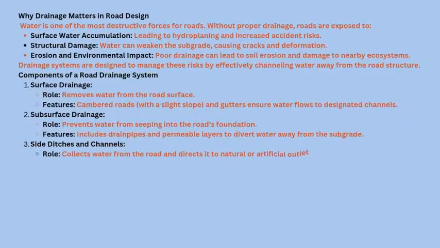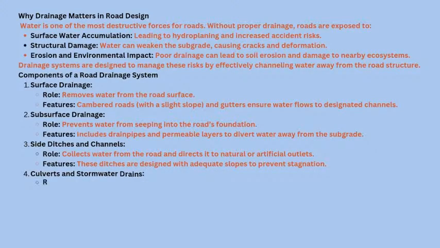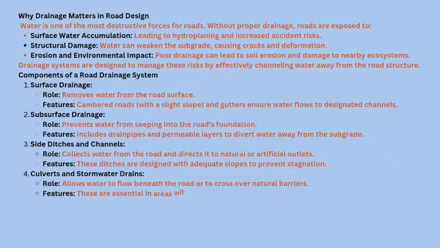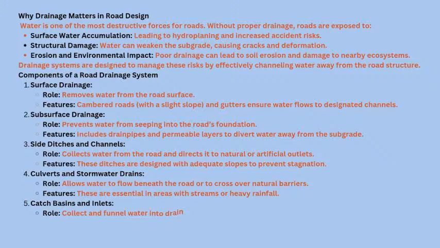3. Side ditches and channels. Role. Collects water from the road and directs it to natural or artificial outlets. Features. These ditches are designed with adequate slopes to prevent stagnation. 4. Culverts and stormwater drains. Role. Allows water to flow beneath the road or to cross over natural barriers. Features. These are essential in areas with streams or heavy rainfall.